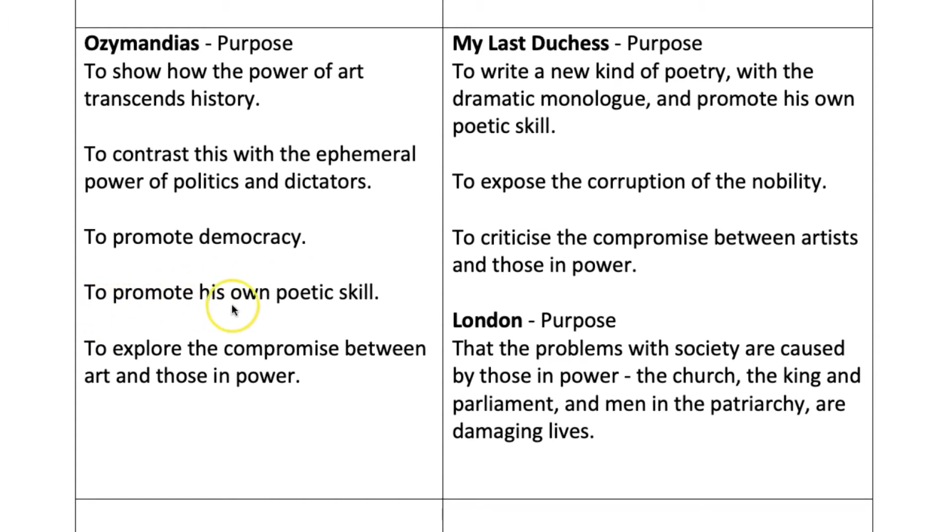He's also writing it to promote his own poetic skill. It was in fact entered into a competition. That's the reason it was written. He had a competition only with his friend, but there you go. They both got theirs published, and his was the better poem. It survived. And you can see that he's trying to promote his own skill because he wants his own poem to survive as a work of art, unlike the political power of dictators.